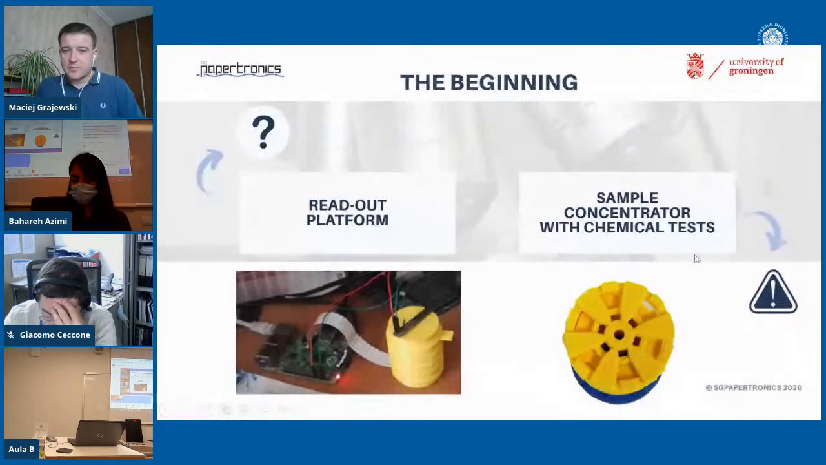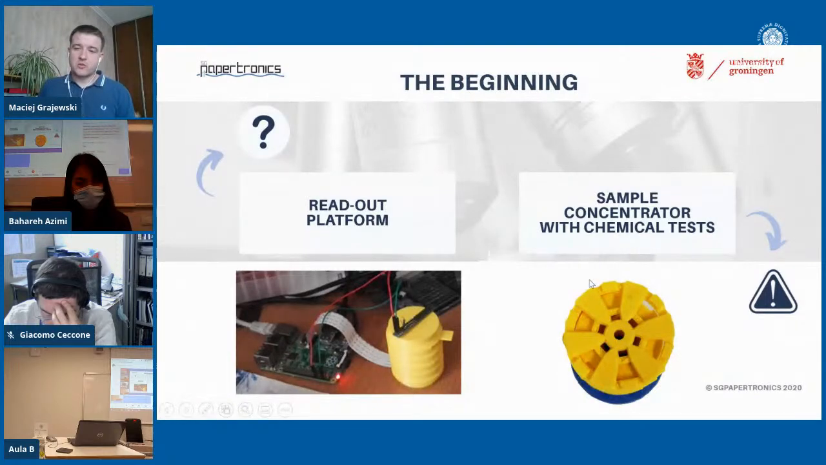As every startup, we started at our desks at home. You can see that we are using a commercially available Raspberry Pi, a couple of cables, and a 3D printed object, just to check the concept: whether we can reproducibly image different chemical tests based on the lateral flow concept, and how we can analyze those data. That was the origin of our universal readout platform.